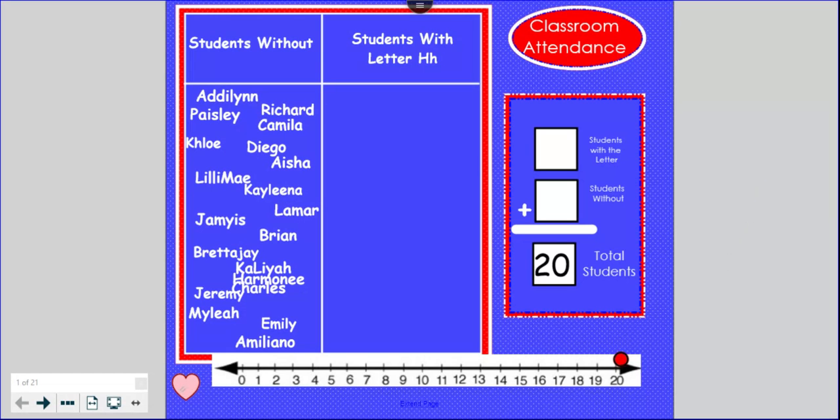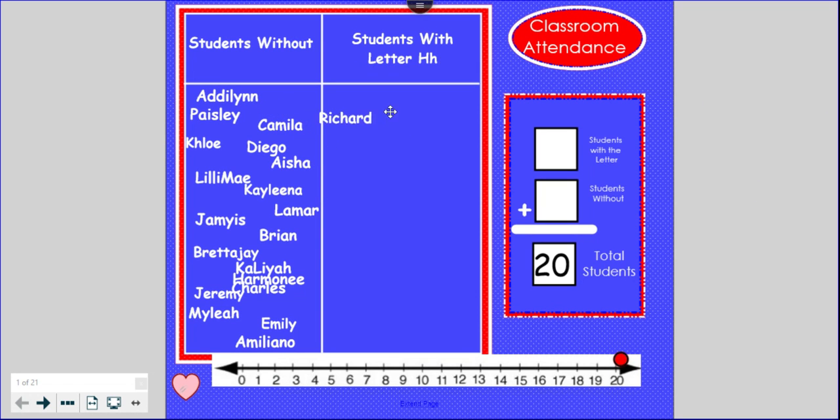Today, we're going to make a number sentence by sorting our friends who have the letter H, capital or lowercase, in their name, and those who do not on this side. I looked at the letters F and G, and nobody had those letters in their first name, so we just moved on to letter H. So let's take a look.